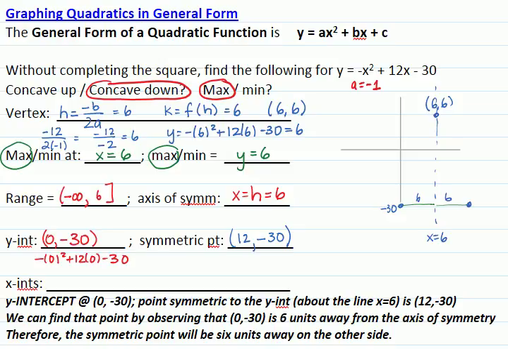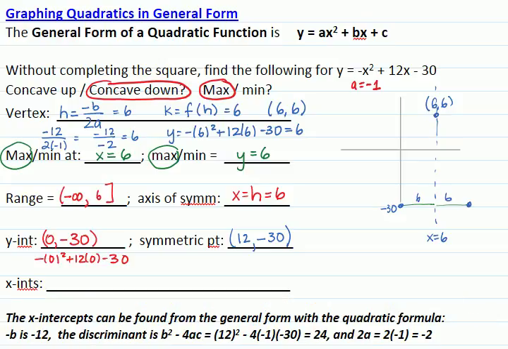And the only thing we have left is to find the x-intercepts. The x-intercepts can be found from the general form using the quadratic formula, -b plus or minus the square root of b squared minus 4ac, divided by 2a.